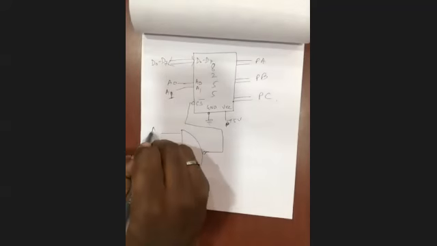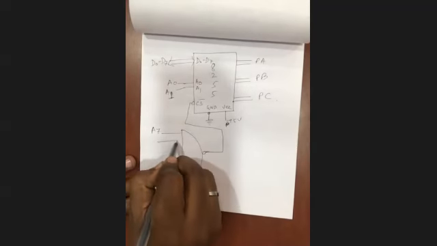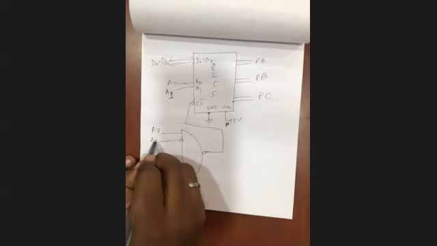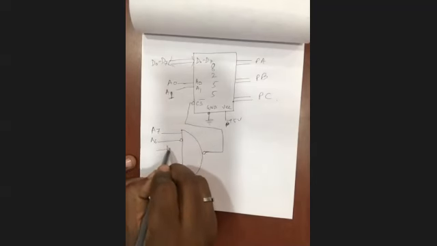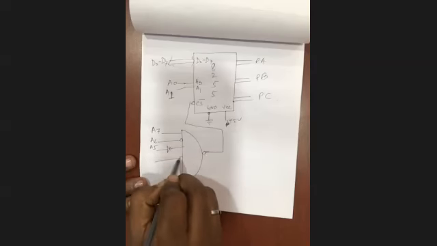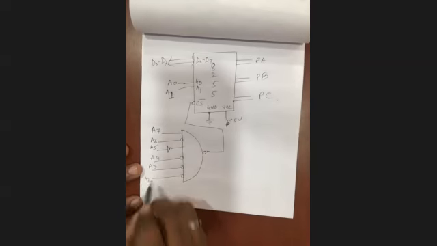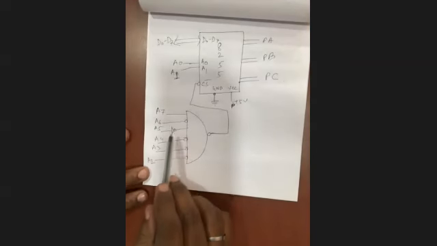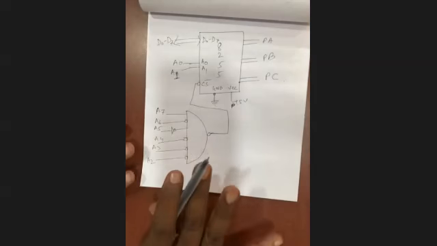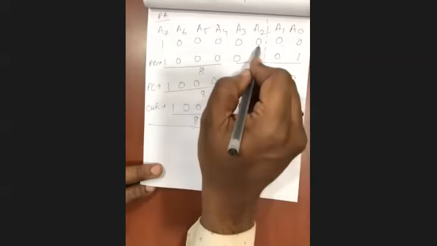As A7 is 1, A7 is connected directly. The rest, A6, A5, A4, A3, A2, are connected with NOT gates. You can connect either this kind of NOT gate or that kind, no issue, it is basically the same. But why are A2 to A6 connected with NOT gates? If you see the values here, A2 to A6 are all 0.